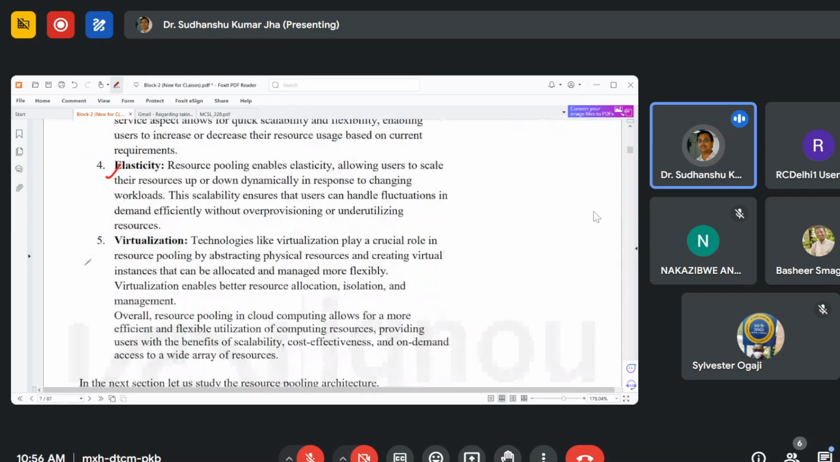Similarly, virtualization takes a very crucial role here in resource pooling, by abstracting physical resources and creating virtual instances. Allocation and management are done by the virtualization software. We saw yesterday that we have various kinds of virtualization software, and that particular software basically deals with the allocation, deallocation, and formation of the virtual machine. So the virtualization software looks after that.